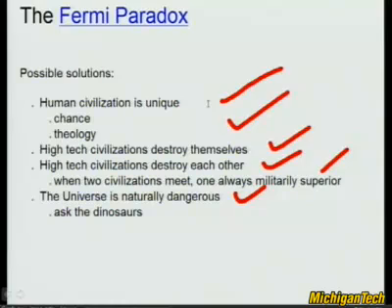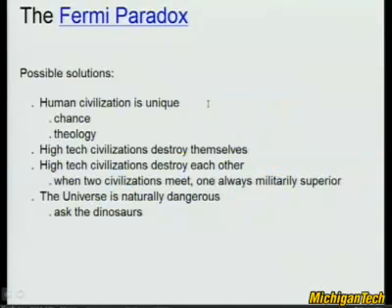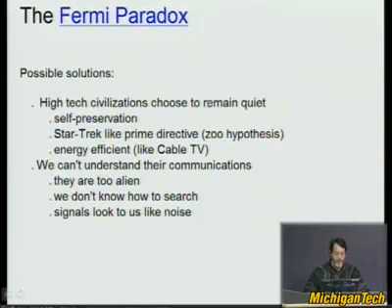So another possibility out of the Fermi paradox is the universe is naturally dangerous. There are supervolcanoes. There are collisions with asteroids and minor planets that could take out human civilization without a problem. And if you don't believe me, just ask the dinosaurs. And if you can't find a dinosaur, well, that's the problem, isn't it? Okay. So maybe high-tech civilizations choose to remain quiet.